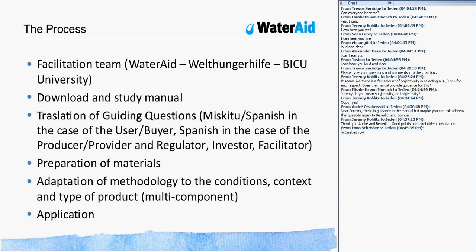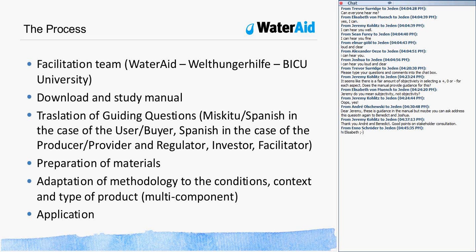We downloaded and studied the manuals. We were dealing with them in English first, and we haven't yet translated them to Spanish, which is the official language in this region in Nicaragua. But we managed to share them amongst our team and the facilitation team in English.